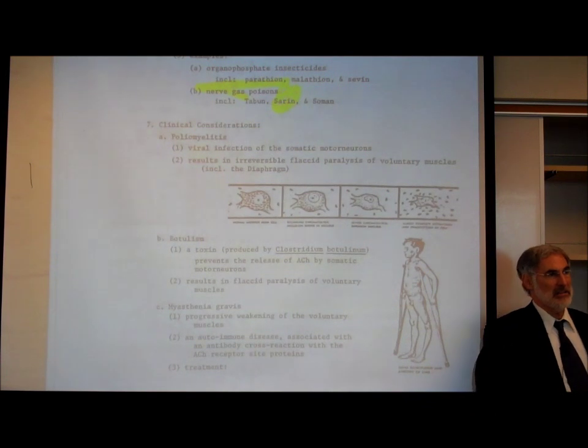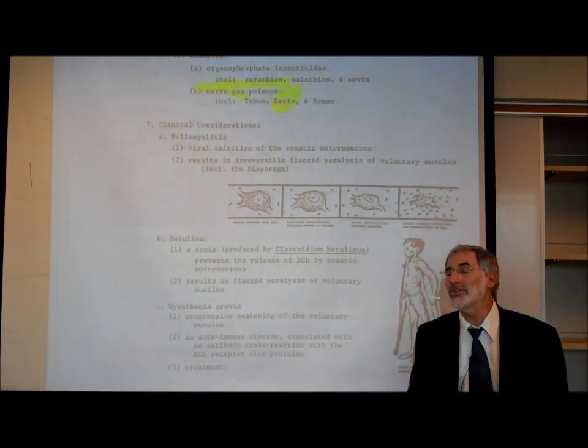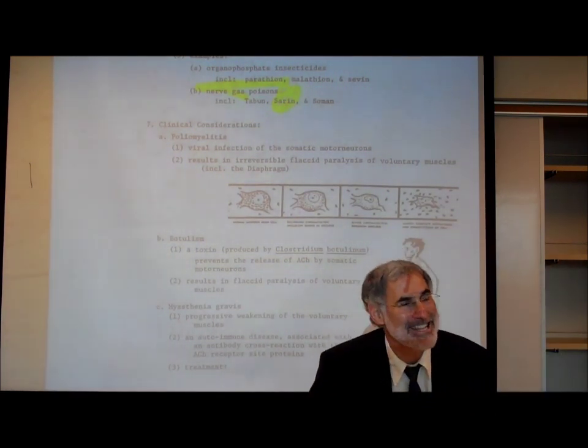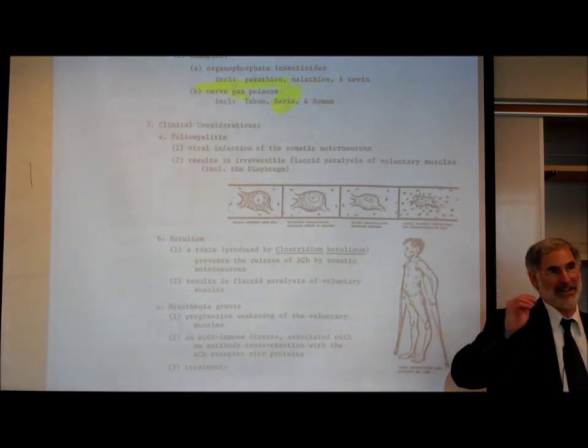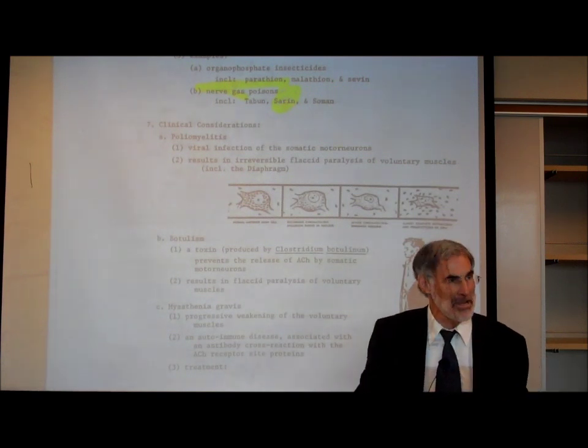Eventually they would die. Why do you die? What's the most important skeletal muscle? The diaphragm. And it destroys the somatic motor neurons to all the skeletal muscles. So eventually they can't breathe.